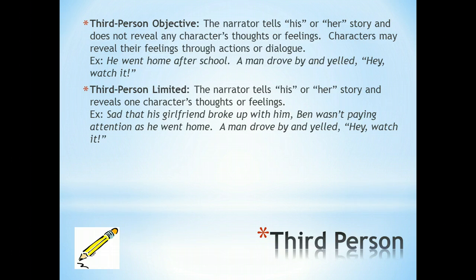Third person limited is where the narrator tells you his or her story and reveals only one character's thoughts or feelings. So, sad that his girlfriend broke up with him, Ben wasn't paying attention as he went home. A man drove by and yelled, "Hey, watch it."